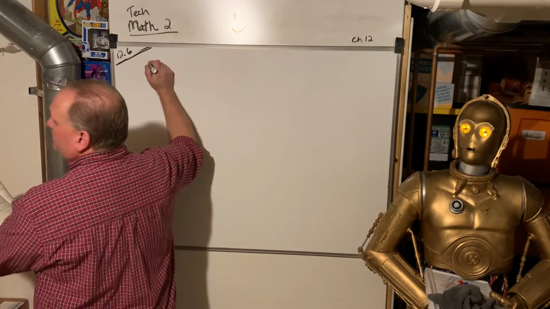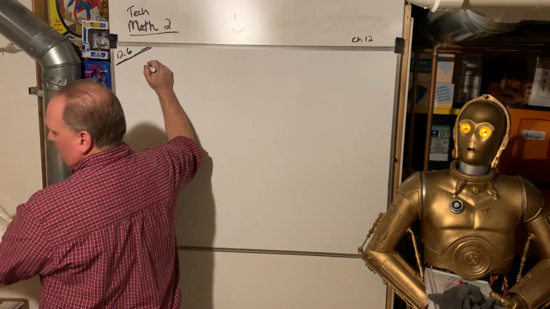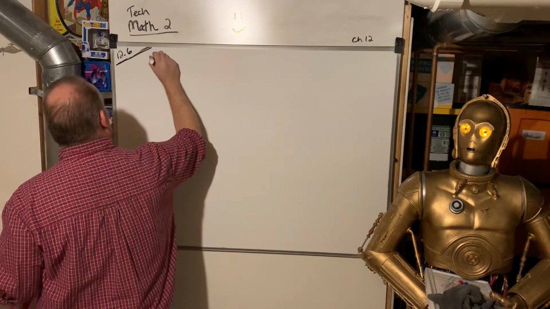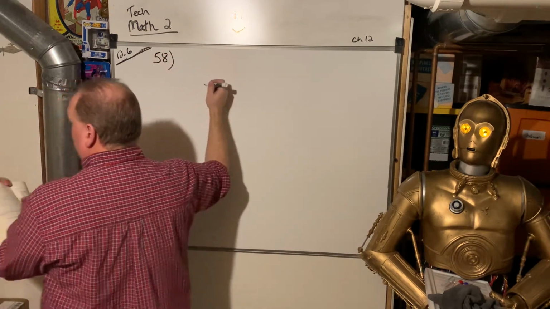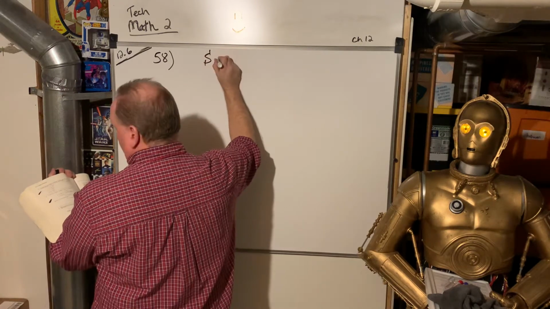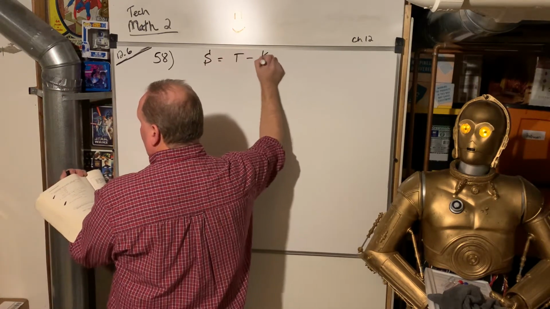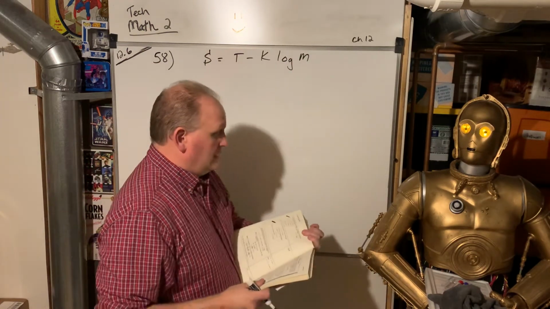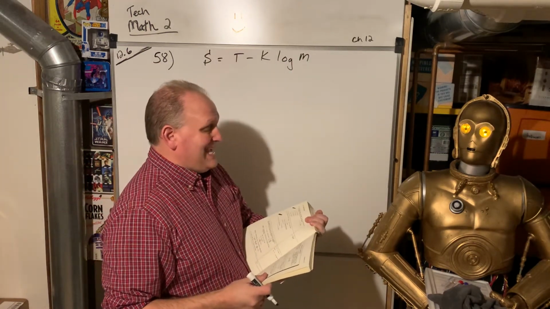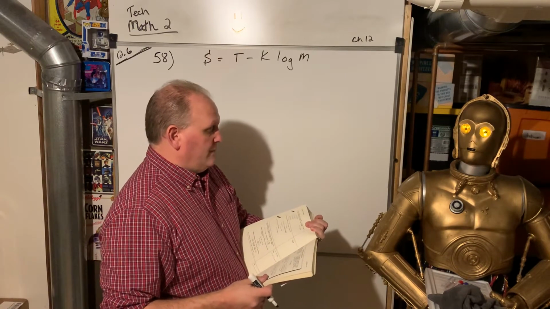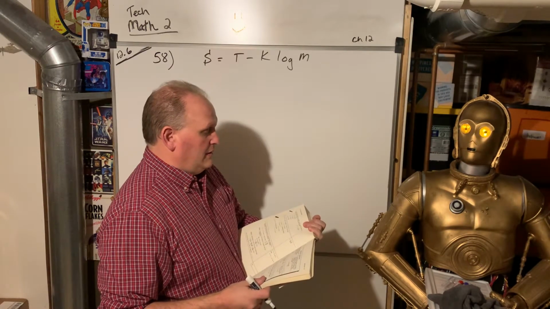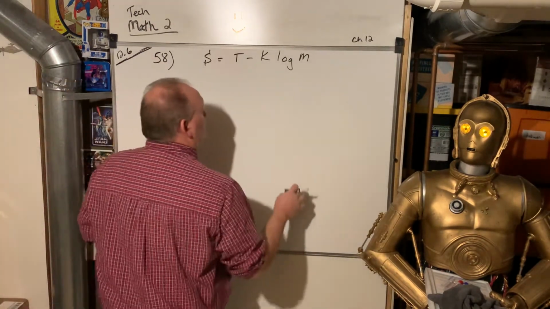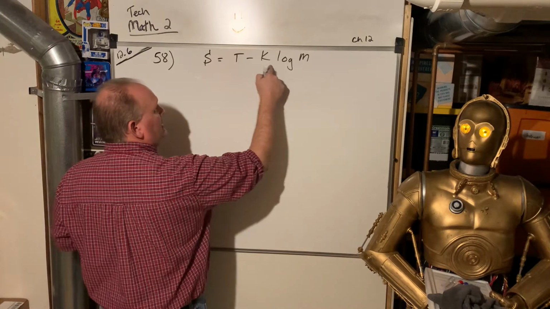So, if you take a look at number 58 on page 536. We have S is equal to T minus K log M. And let's see, they said find K, just solve for K. So they didn't give us any variables. So what we want to do is isolate this.